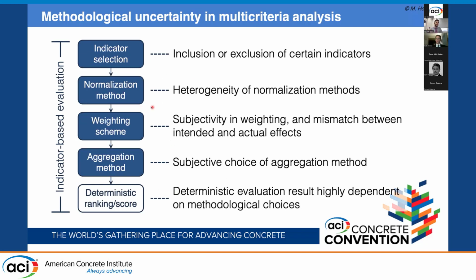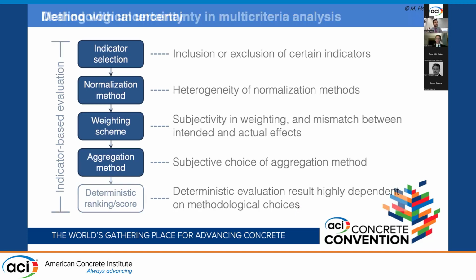Now, if we just choose a single method for each of these, then what we end up with is a deterministic ranking or score, as in the previous demonstration. And this single value is highly dependent upon our methodological choice. So how can we handle this uncertainty?